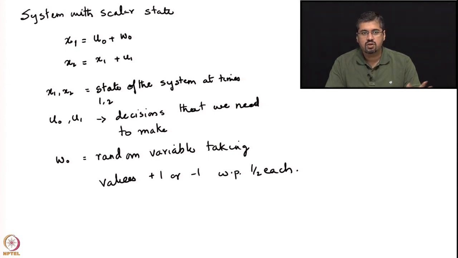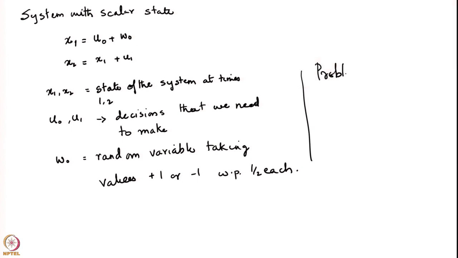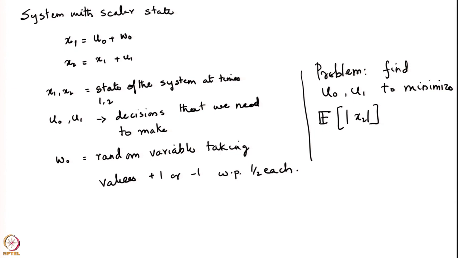The point is that there is w0, and then there is an action u0 that you choose that results in x1, then there is another action u1 that you choose, so that x1 plus u1 then results in x2. Our problem is to find u0, u1 to minimize the expected value of the absolute value of x2. This is the problem.